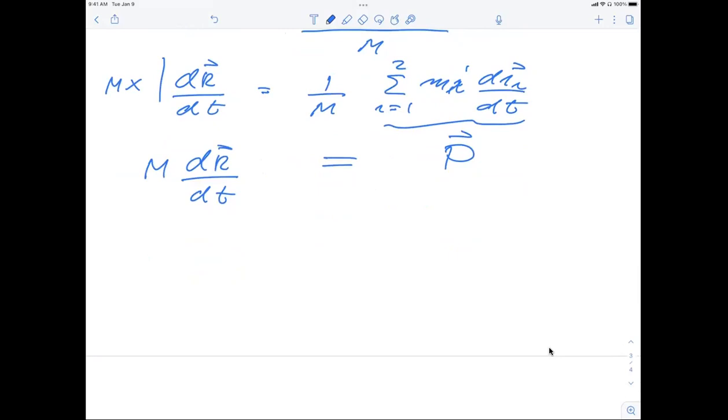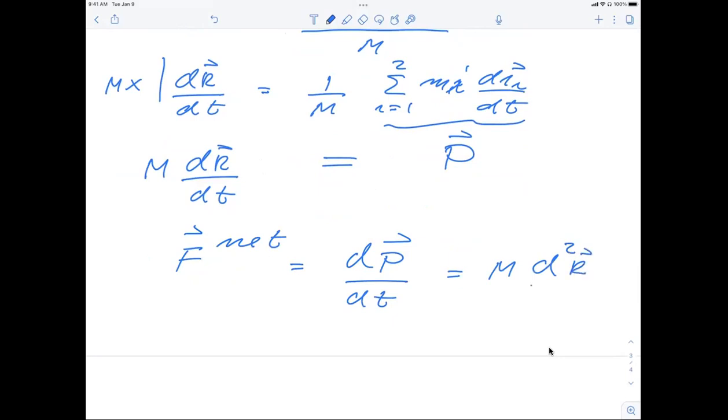Now let's look at an interesting case. If you go back to what we did in the very beginning of the semester, we know that the net force in this specific system is given by the derivative of the total momentum with respect to time. So the expression I have here is the same as the mass times the second derivative of R, the central mass coordinate.